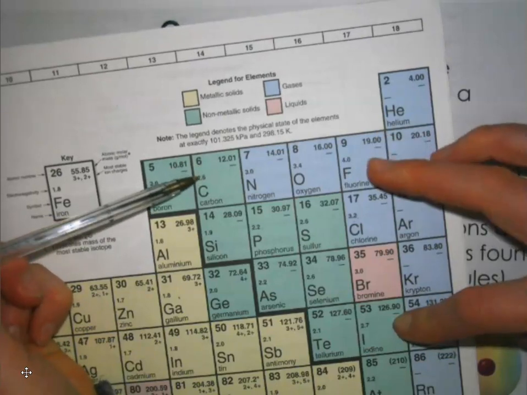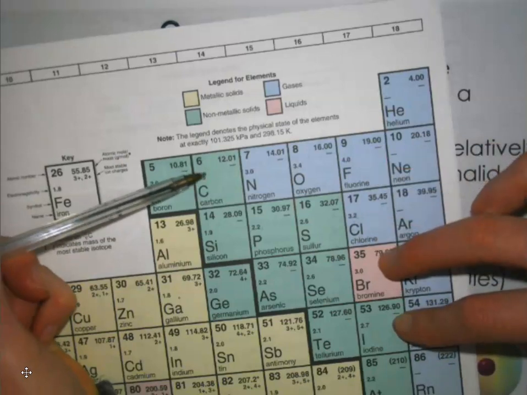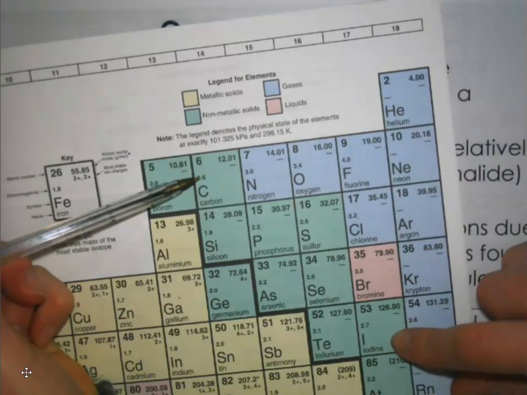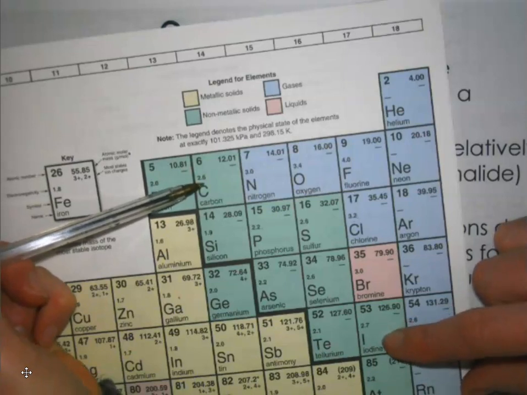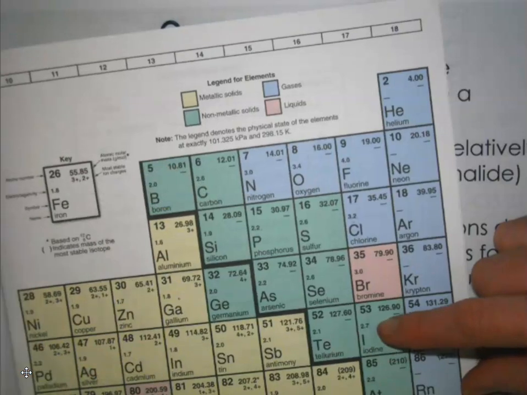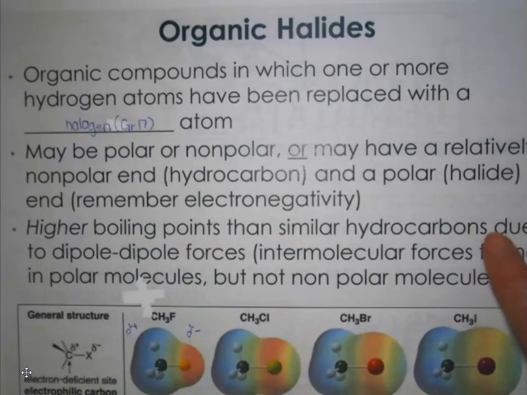So there is a pretty big difference in electronegativity for these first three halogens and carbon. Iodine, not so much. That's why we can see some of our organic halides having less of that polar quality. There's only a difference of 0.1 between these two.